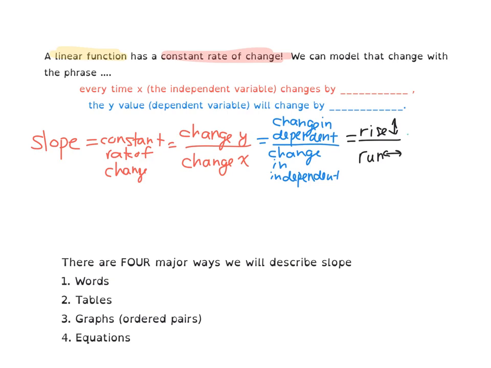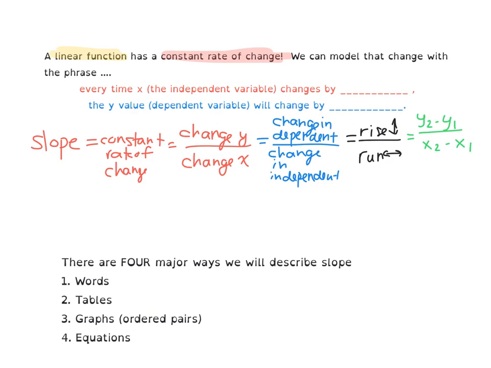And then there's one more formula that's going to be really helpful for us today. The change in the y value means we have two y values. We want to know how far apart they are. So we can use a formula y2 minus y1 over x2 minus x1. Now every single one of these formulas is going to help us for a different purpose, because as we can see, there's going to be four major ways that we describe the slope of a line.